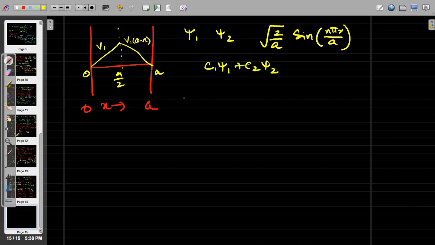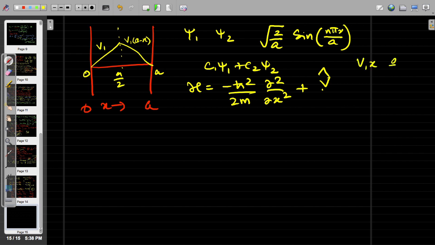Okay, and when you are solving for it, remember there is a potential, meaning that the Hamiltonian is not just going to be equal to the second derivative d square by dx square, but you are also going to have a potential term. This potential is going to be v1 times x for values 0 until a by 2, and then v1 times a minus x for a by 2 less than x less than or equal to a. Okay, this has to be punched in, and let's say you sit and solve for this problem, and in this case we know for a fact that psi 1 and psi 2 are orthogonal to each other.